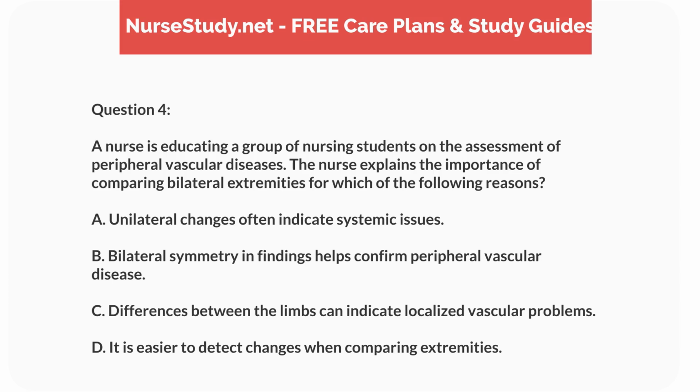Question 4. A nurse is educating a group of nursing students on the assessment of peripheral vascular diseases. The nurse explains the importance of comparing bilateral extremities for which of the following reasons? A. Unilateral changes often indicate systemic issues. B. Bilateral symmetry in findings helps confirm peripheral vascular disease. C. Differences between the limbs can indicate localized vascular problems. D. It is easier to detect changes when comparing extremities.